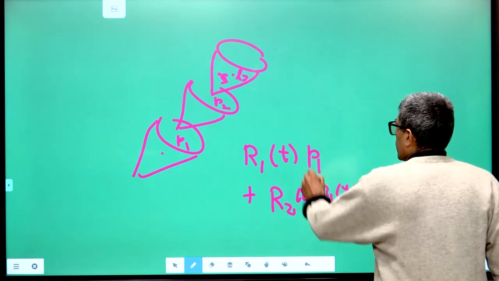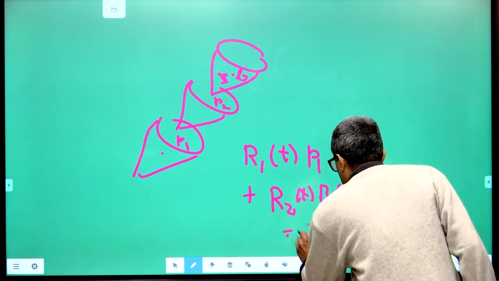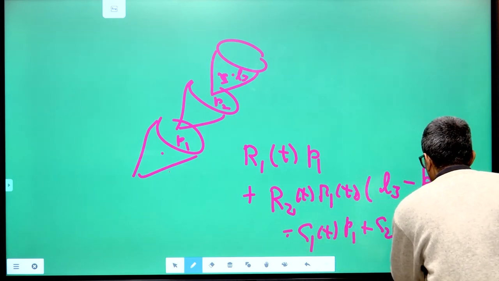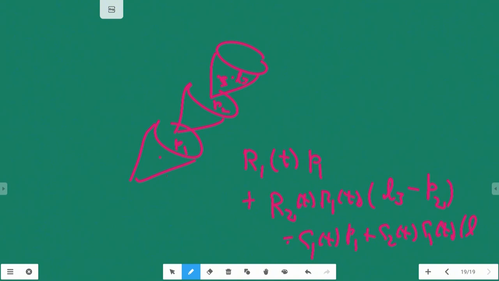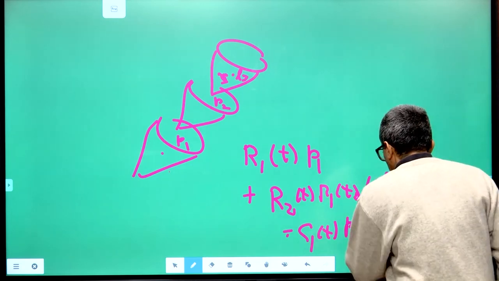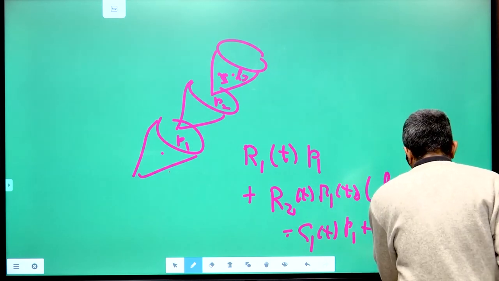So, likewise, everything can be written as S1T into P1 plus S2T, S1T into L3 minus P2 and so on. So, they are all linear. This is not S2T, S1, this is simply S1, S2T, into L3 minus P2 and so on. So, this is a linear functional of S1T, S2T, etcetera, SKT. So, it will all contribute a constant term to the Euler-Lagrange equations.